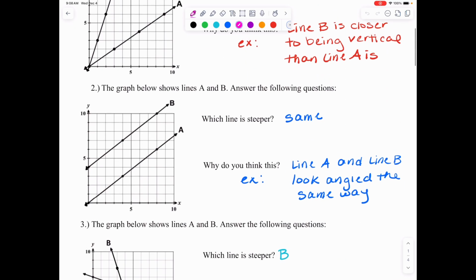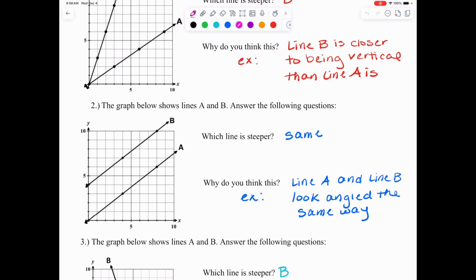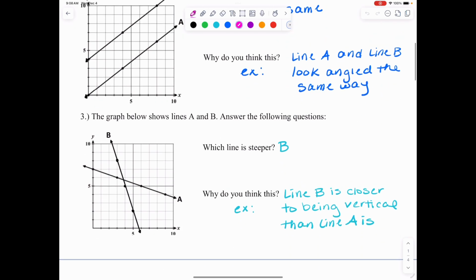Then in number 2, these appeared to be the same steepness to me. They looked pretty much the same. So I said line A and B looked angled in the same way. And then in number 3, this one may be a little bit more difficult because they're not both going the same direction. But looking at it from maybe a downhill perspective, if I was going down line A or down line B, I definitely think line B is steeper because, again, it's closer to being vertical than line A is.